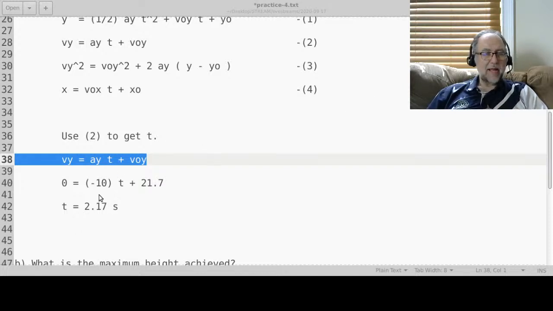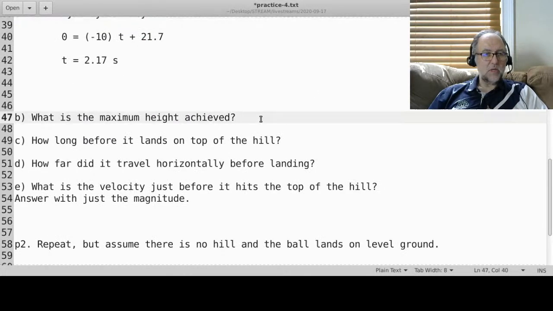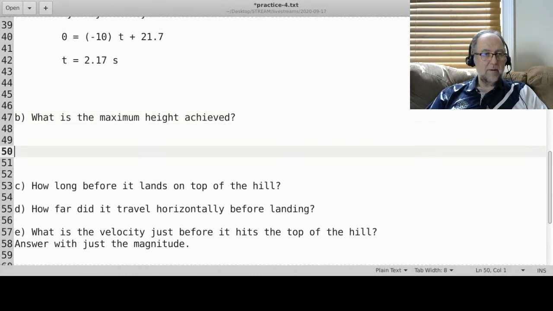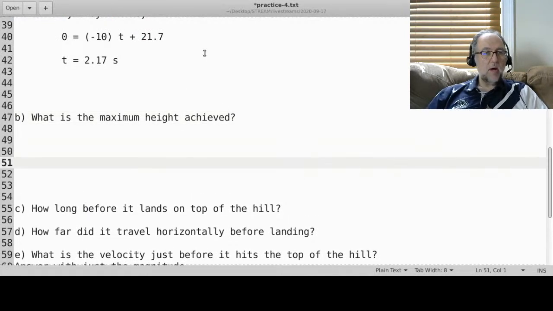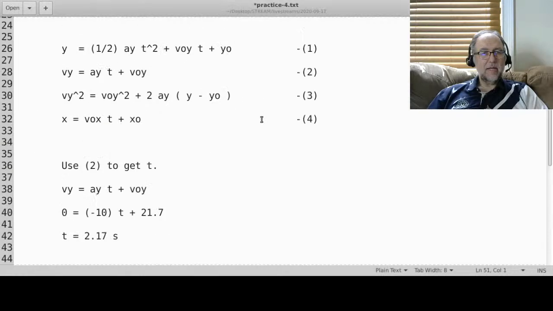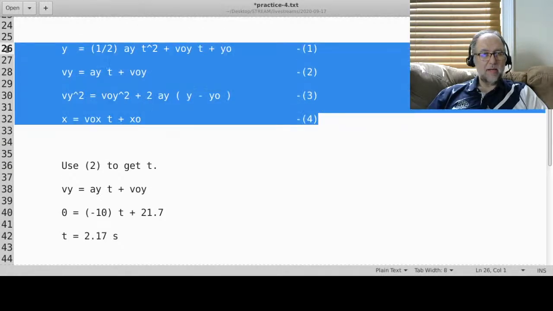Okay, we got that time, and now let's look at the next question. What is the maximum height achieved? When you see these questions, what is it asking for? Maximum height. What is that in these equations? What variable does that correspond to? Height is y. So your equation has to have y in it, and that's either equation number 1 or number 3. Now we know the time, so we could use equation number 1, but I think I used equation number 3. You could use either 1 or 3.